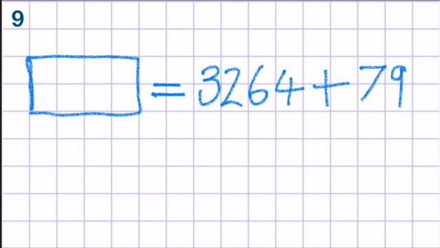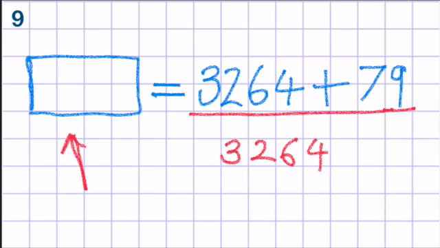Number 9, there is just 1 for this one. Something equals 3,264, add 79. Press pause while you work that out. Okay, so this number equals these two. Basically, this is an ordinary addition, except the answer's just at the front to confuse you. So we're going to do the column method.